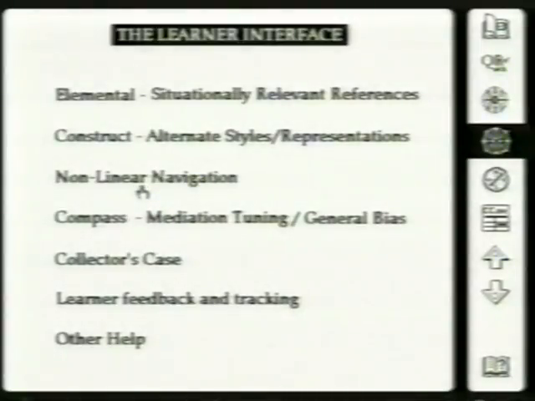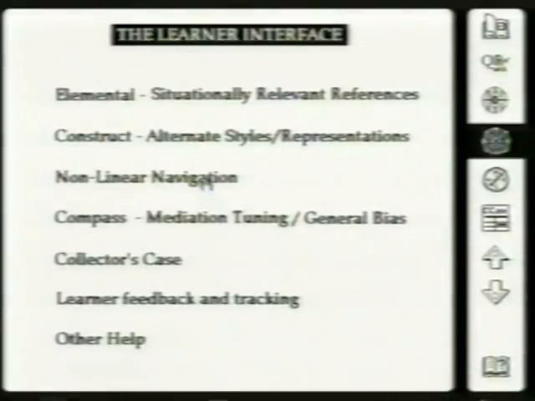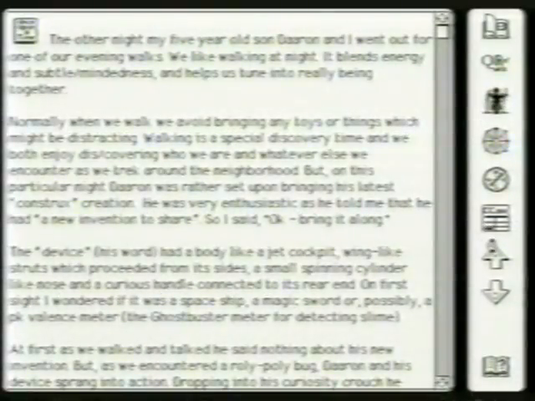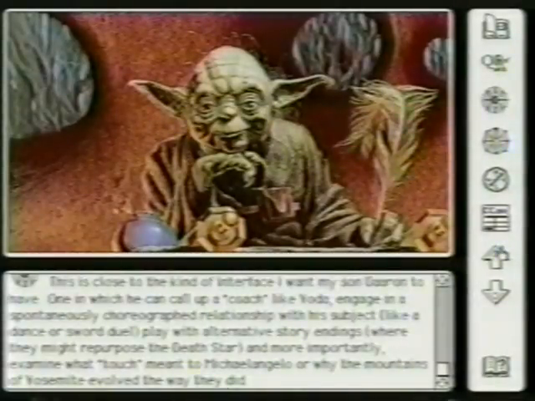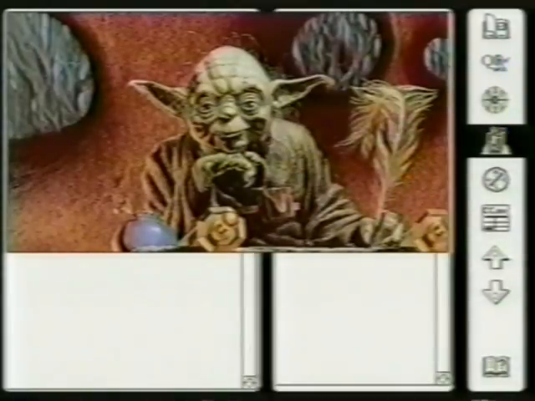So that was the nonlinear navigation. The idea being that, oops, I got to go back one more. Just going to load Yoda again. I am wondering, why are you here? Back to gravity.